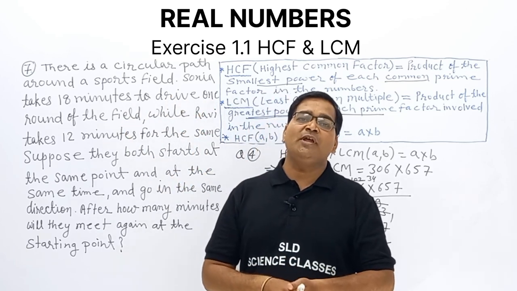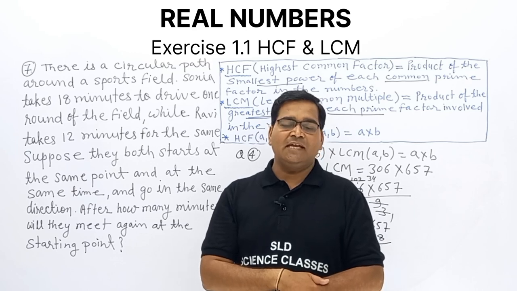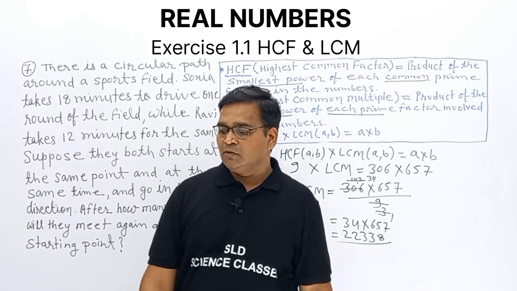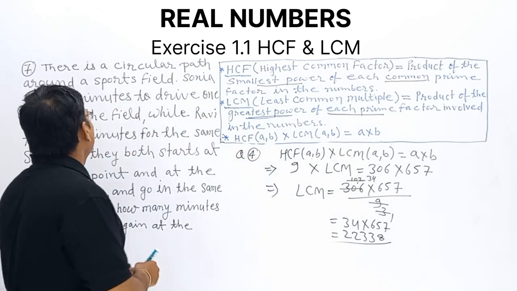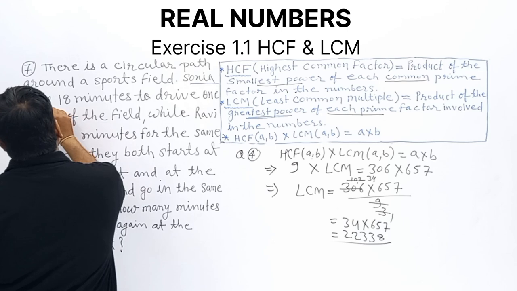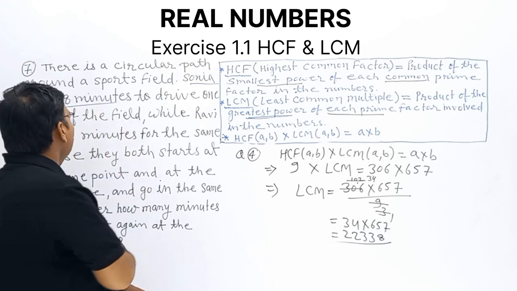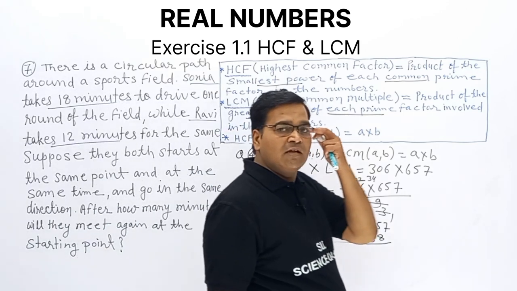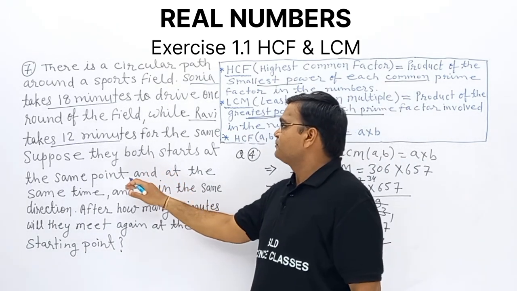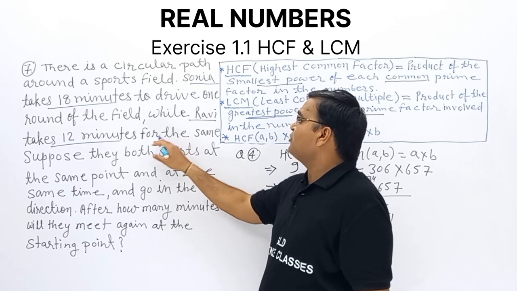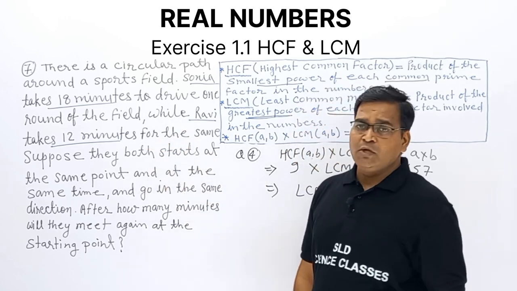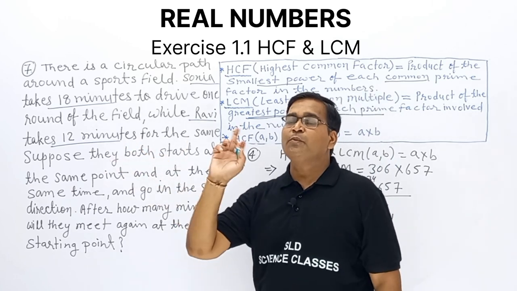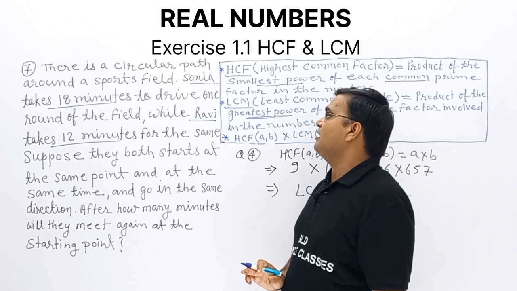Sonia takes 18 minutes to complete one round. While Ravi takes 12 minutes for the same. Sonia took 18 minutes for the circular path, and Ravi took 12 minutes to go around that circular path.